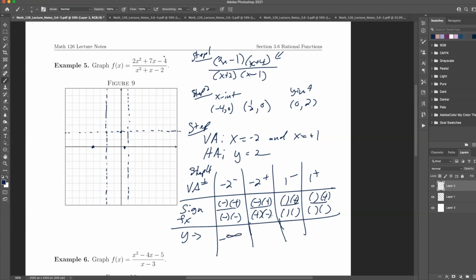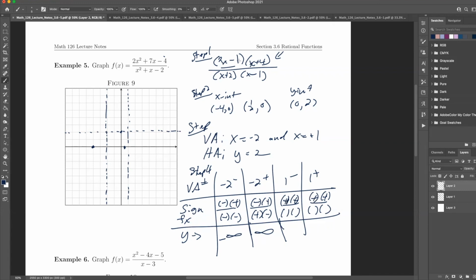Here, I have 1, 2 negatives. That's an even number, so that's going to go to positive infinity. All right, let's look around 1. So around 1, this is always going to be positive, right? And so this one is positive, and this is positive. Both positives, right?